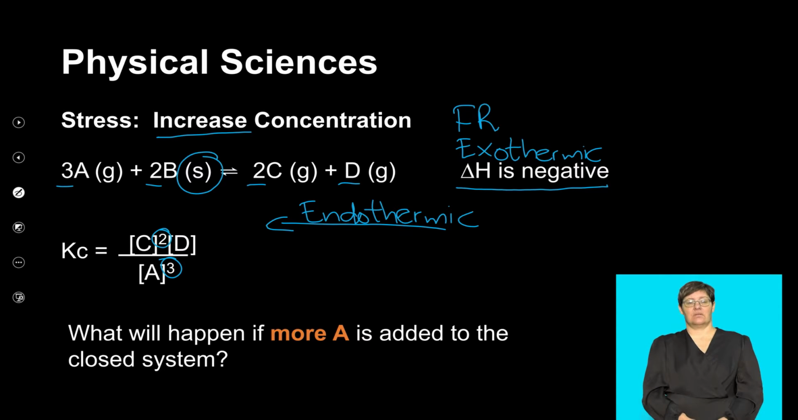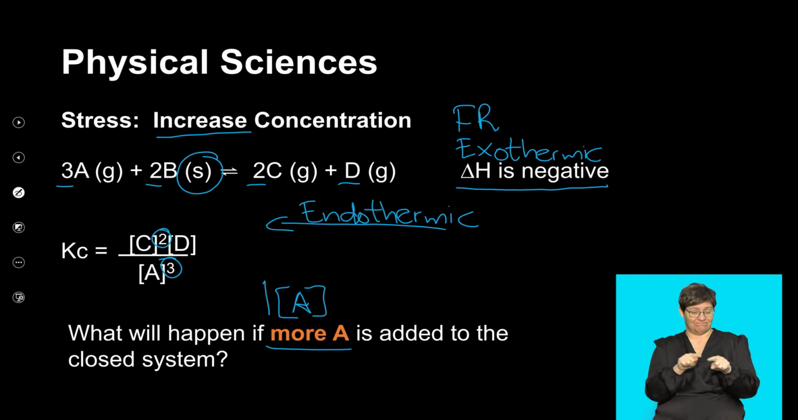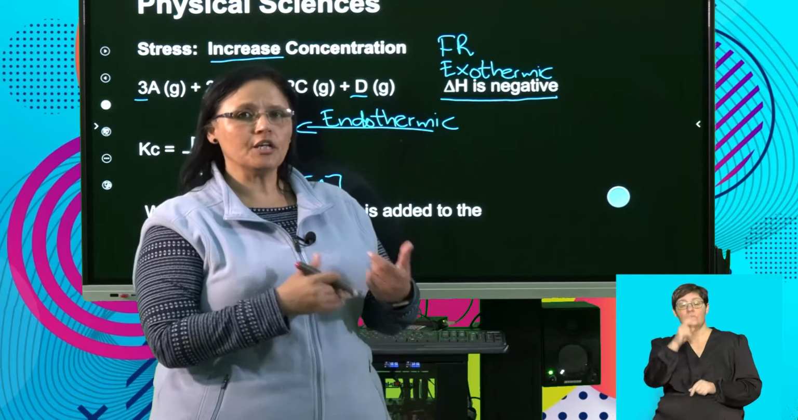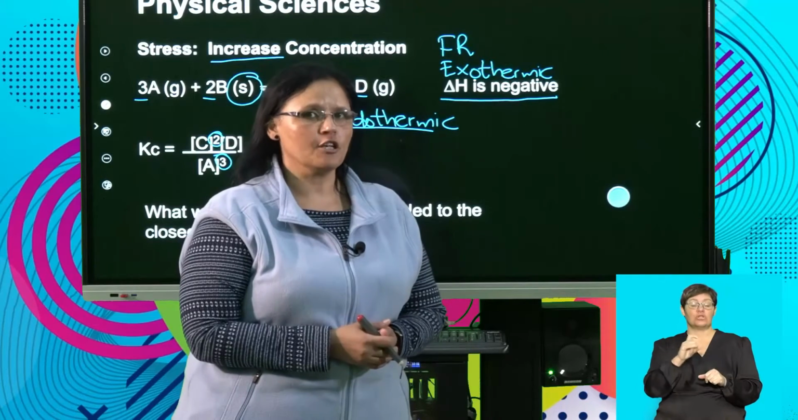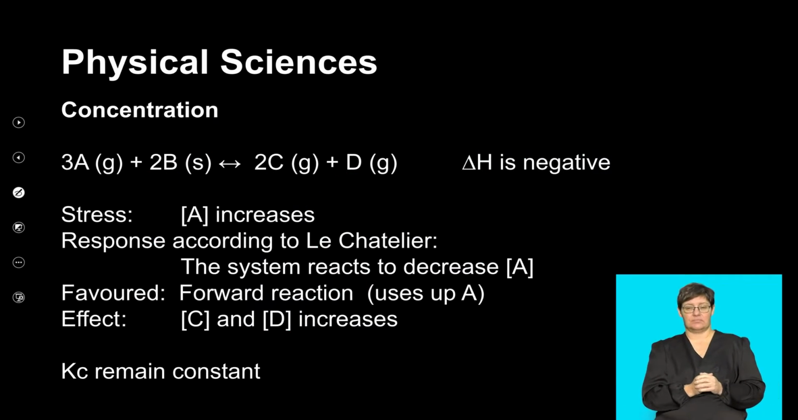Right. The question is, what will happen if more A is added to the closed system? Now, if more A is added to the closed system, it basically means that the concentration of A is increased. Now, you are not supposed to use little arrows up and down as I do now. You need to write the words that the concentration of A is increased. Right. So now we're going to use our SRFE to explain what's happening.